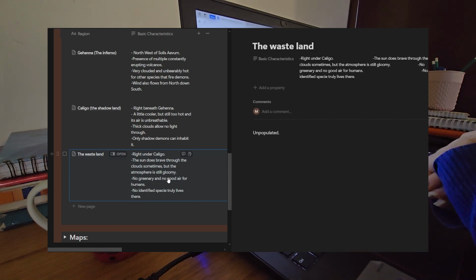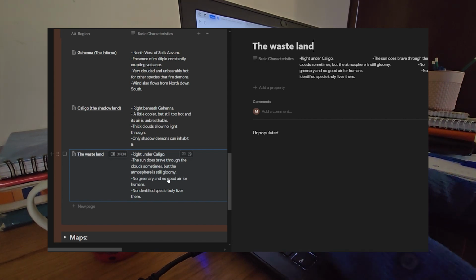However, it's not enough to sustain many aspects of life, such as greenery, which means that many species would not populate the area. Not herbivores, and as such, no carnivores, meaning also no humans, and the food chain follows. Not to mention that while the air is more breathable than in Caligo, it's still not optimal for humans. The land is dry and the atmosphere is pretty gloomy.